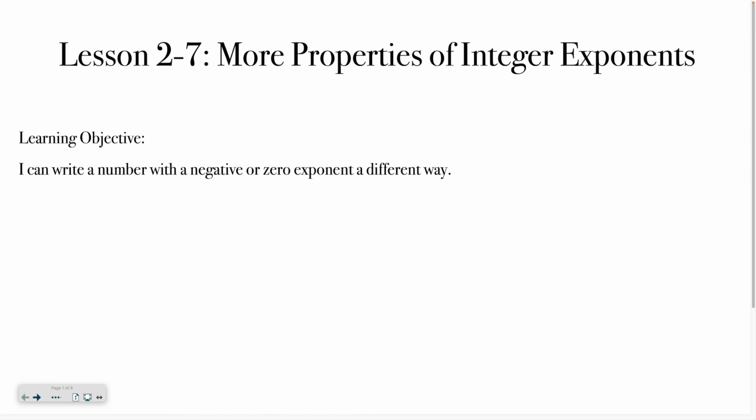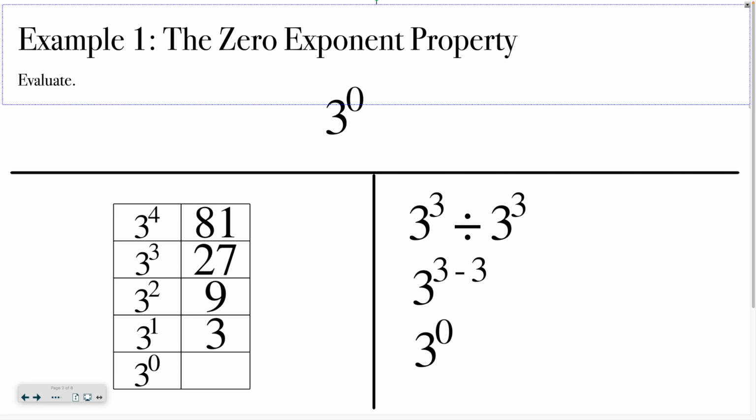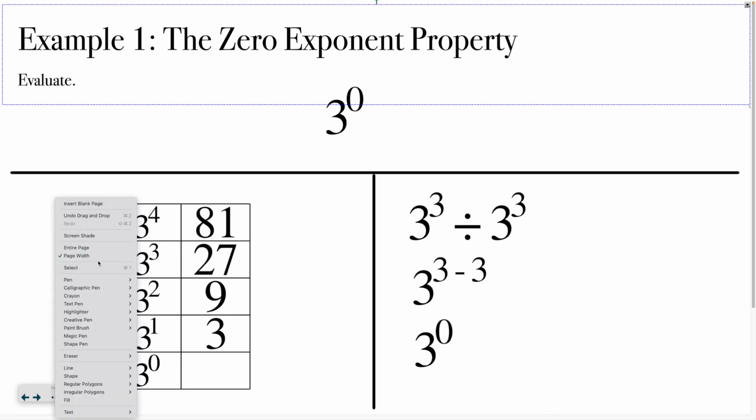Hello class, welcome to Pre-Algebra Lesson 2.7, which is all about learning more properties for integer exponents. By the end of this lesson, you should be able to write a number with a negative or zero exponent in a different way. So first, let's talk about what a zero exponent does.